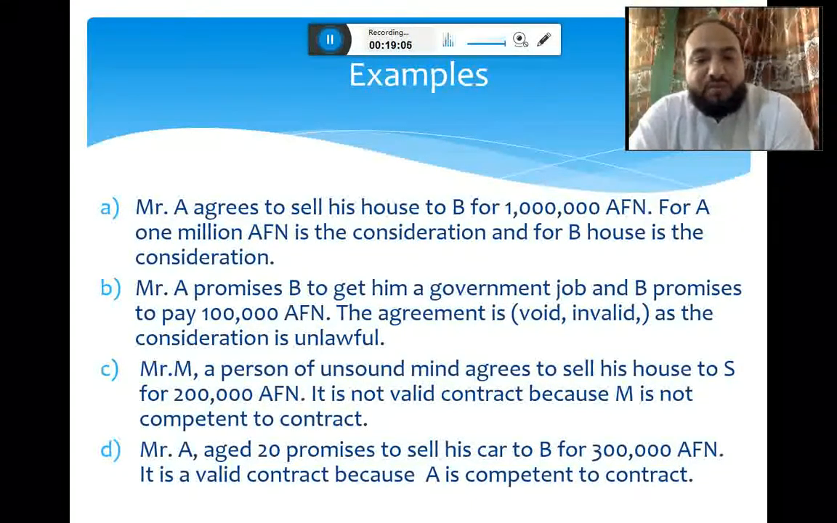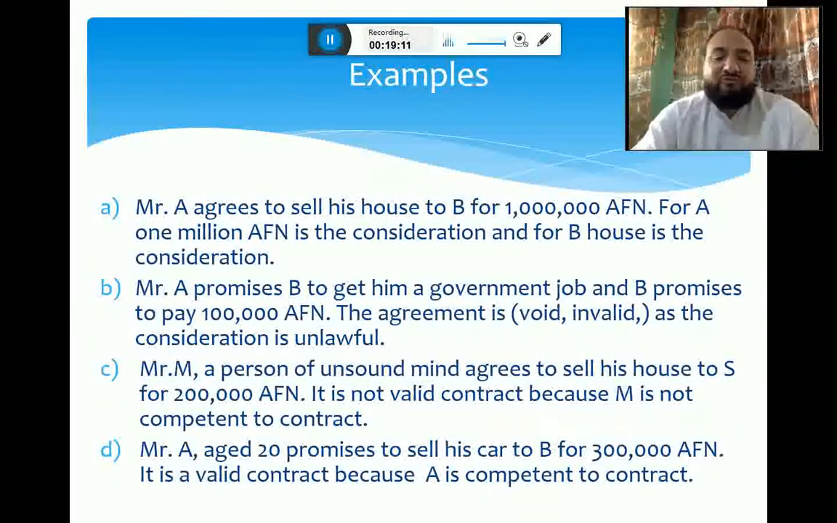If they do agreement between them, so that is a valid agreement.